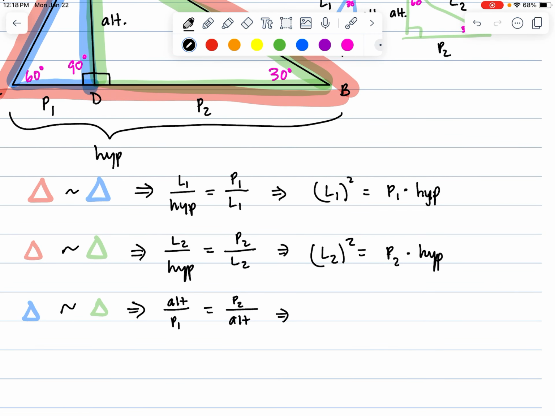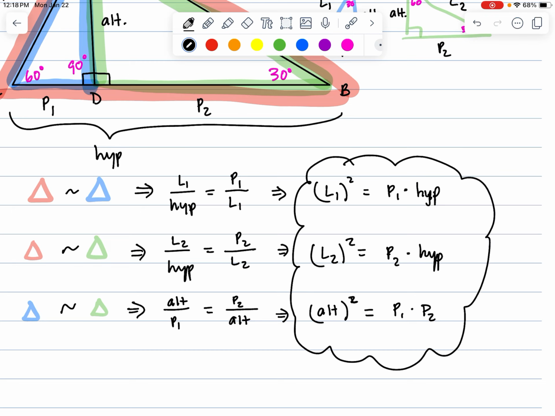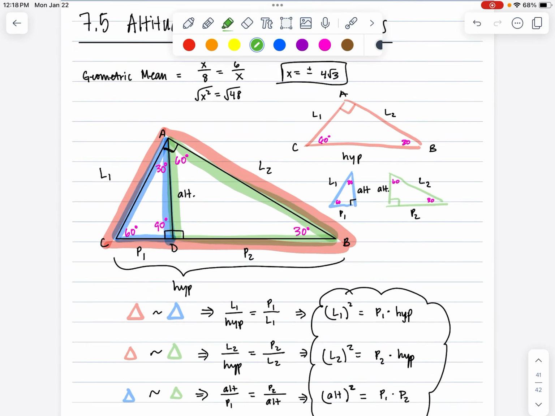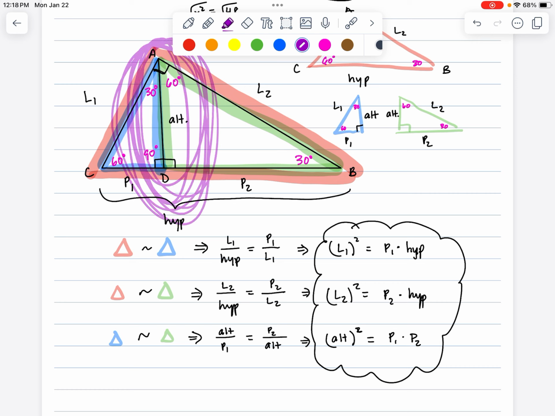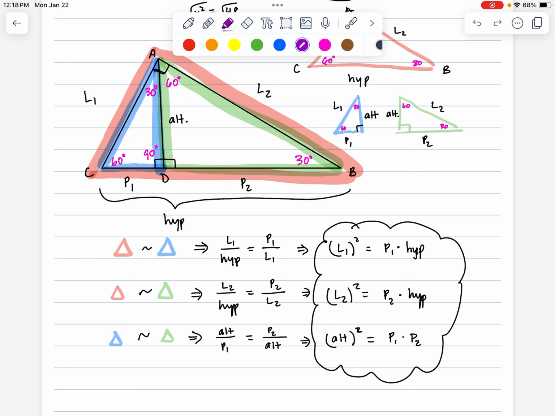And here, we could create an equation. Altitude times altitude, altitude squared, equals part 1 times part 2, just stays that. And then we have our third equation. So here we need to know these three equations if and when we have an altitude on the hypotenuse. If we have this occurring in a right triangle, specifically a right triangle, then we could use one of these three equations to start solving for those specific pieces.